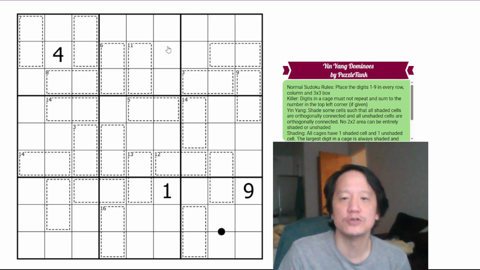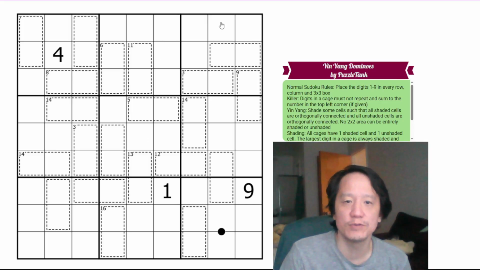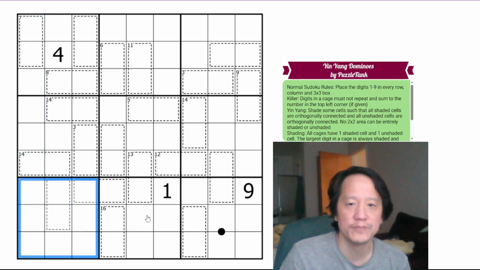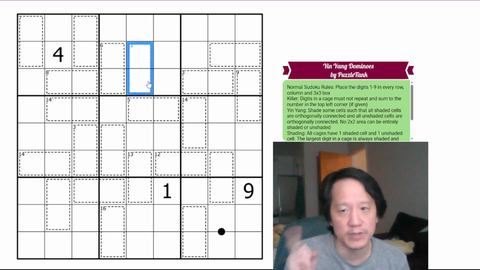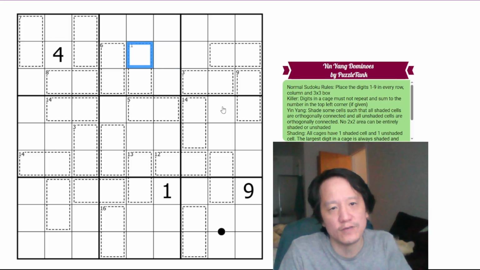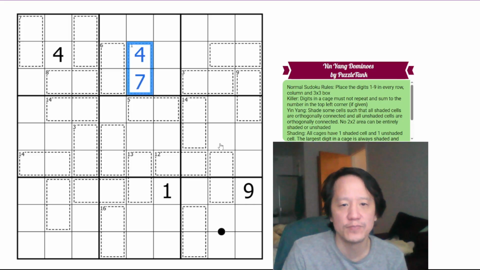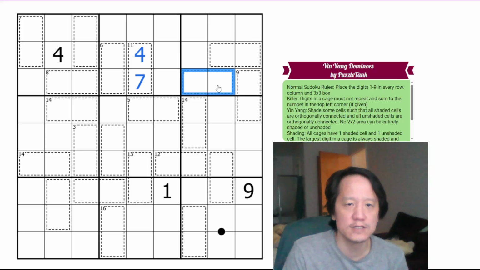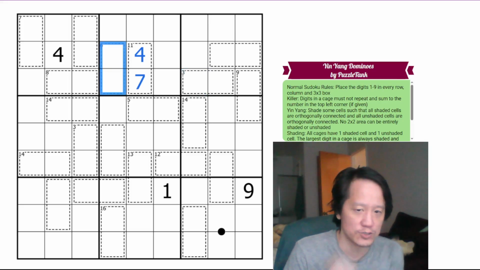We have normal Sudoku rules, which means place the digits 1 through 9 in every row, column, and 3 by 3 box. We have killer cages, where digits in a cage must not repeat and they sum to the number in the top left corner if given. So, for example, if this were a 4, this would have to be a 7 because these digits must add up to 11. These digits must add up to 14, these must add up to 3, these must add up to 6, etc., etc.